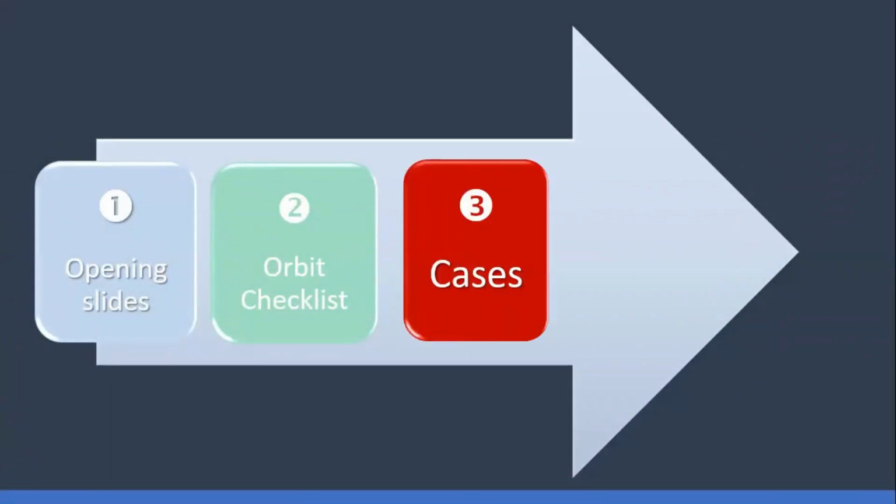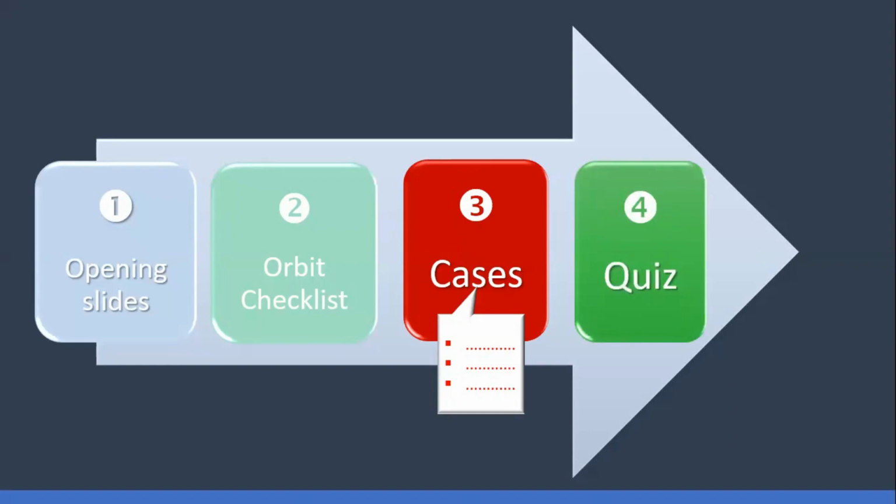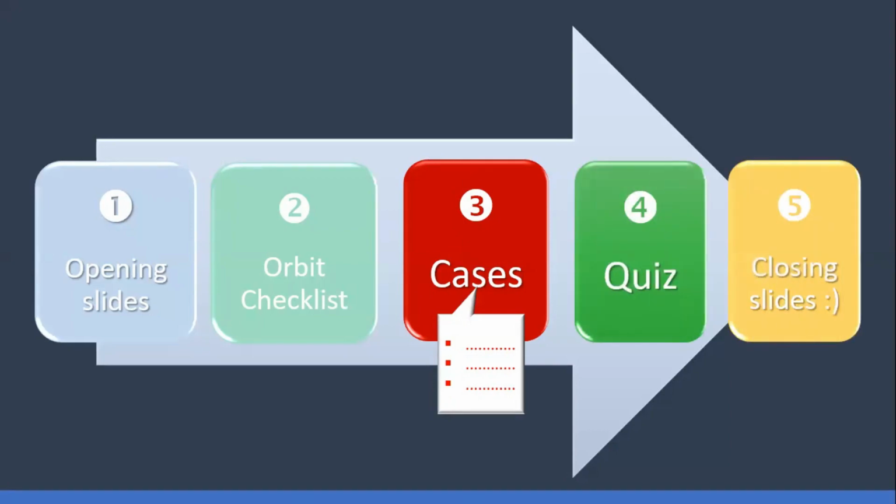Finally, we finished the orbit checklist. The next class will be about common scenarios in the exam. I shall give you three cases, and then we will have a quiz and the closing slides. So the next class will hopefully be the last class about proptosis evaluation.